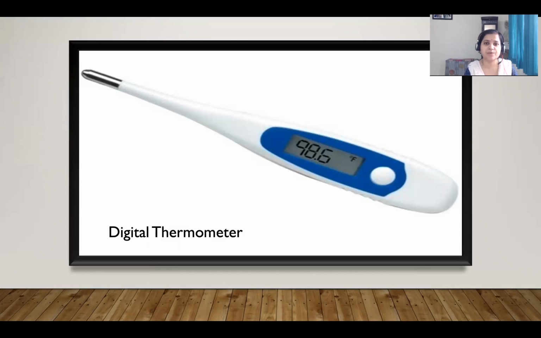You can see in this picture. So you need not do anything more. You have to just put it under your tongue. After 1 minute you will hear a beep sound. After that you can remove it from your mouth and take the reading. It will show you the accurate temperature. Understood?